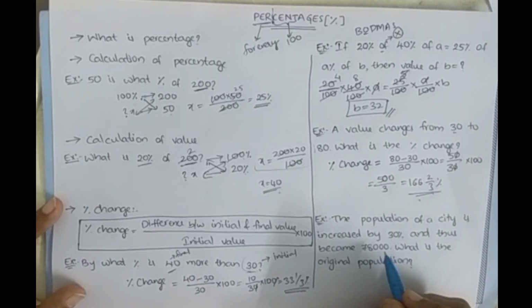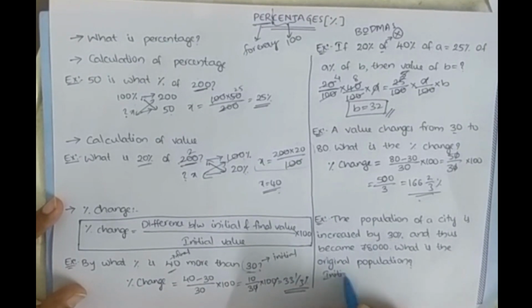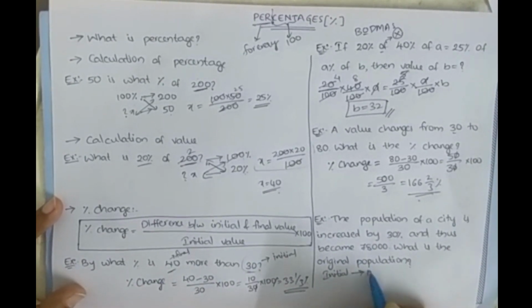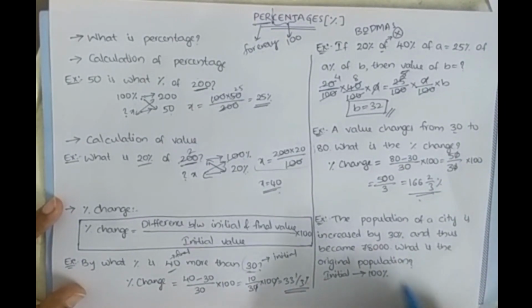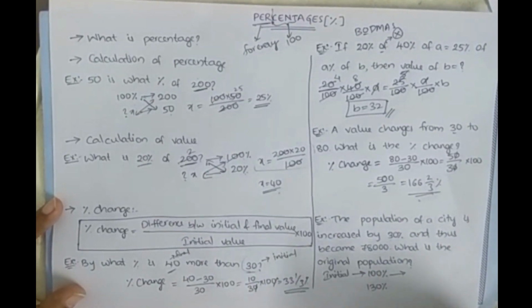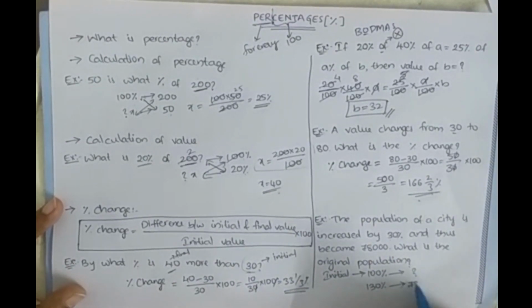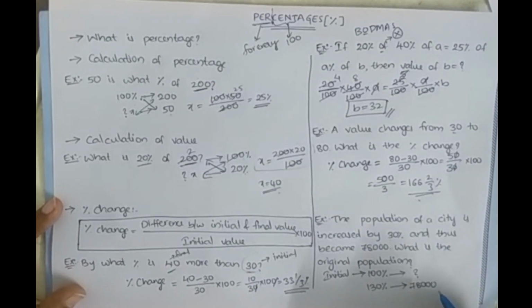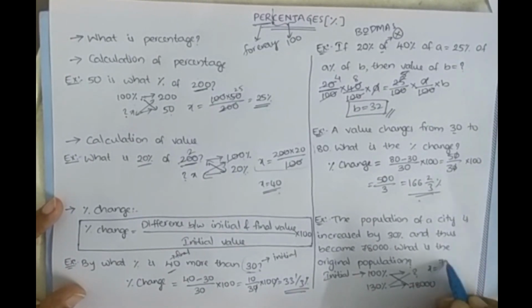So let us assume that the initial population was 100%. Initial population, let us take it as 100 percentage. So from 100 it is increased to 130 percentage. 100 percentage population, how much it is? We don't know. But 130 percentage, after increasing 30 percentage, what it became? 78,000. So when you calculate with the same procedure, x becomes 78,000 into 100 by 130.